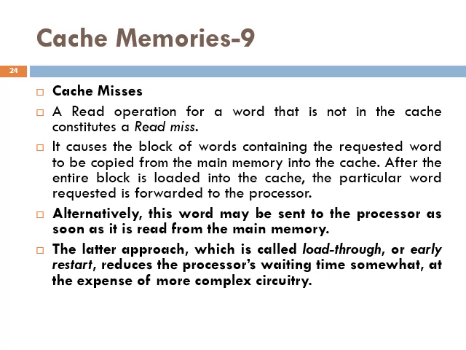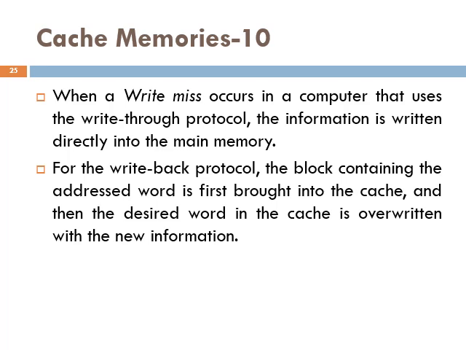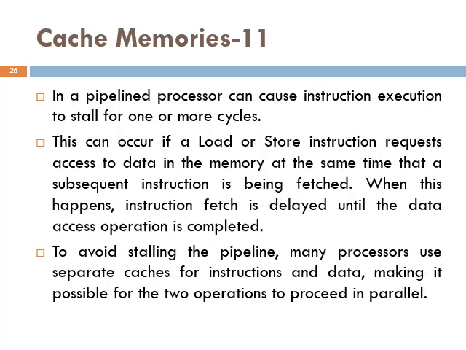When a write miss occurs in a computer that uses the write-through protocol, the information is written directly into the main memory. For the write-back protocol, the block containing the addressed word is first brought into the cache, and then the desired word in the cache is overwritten with the new information.